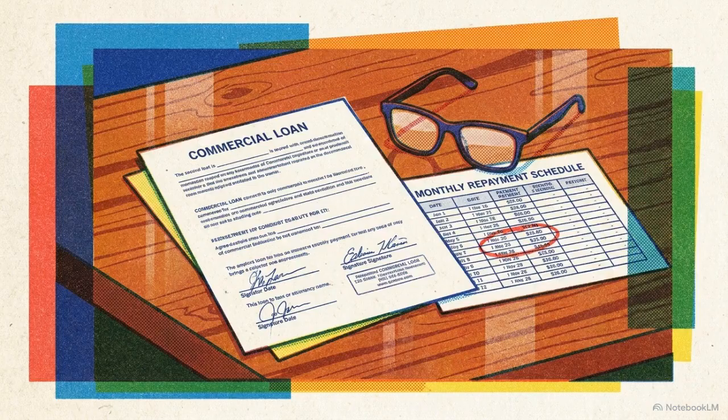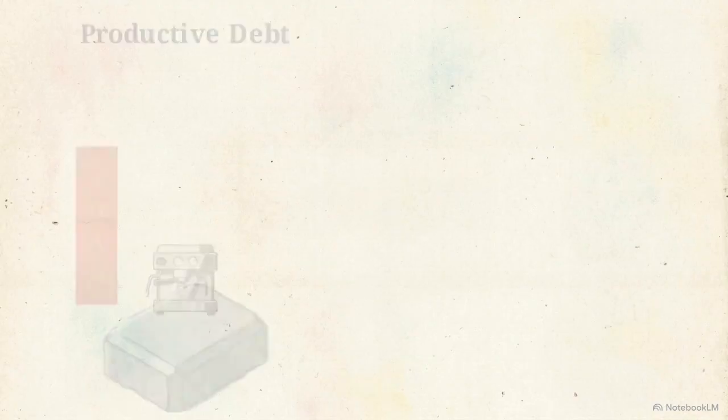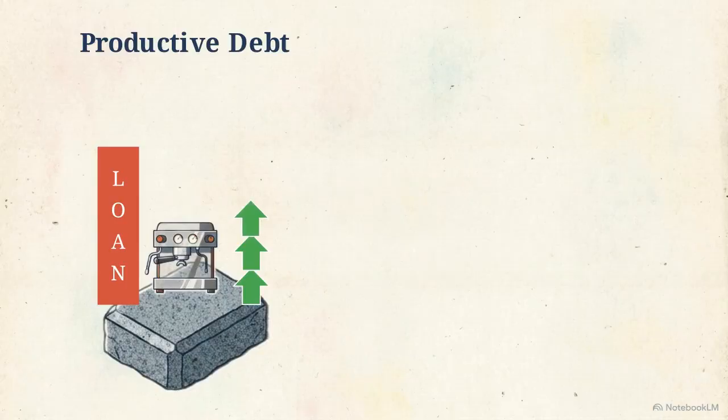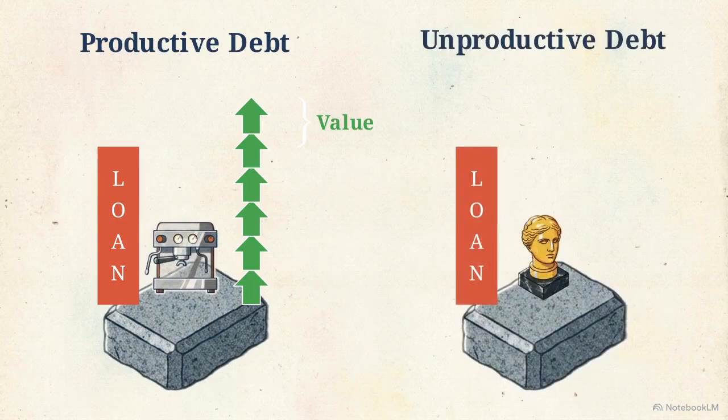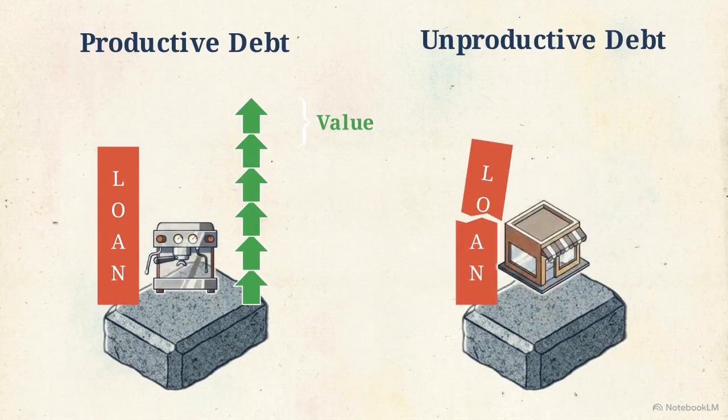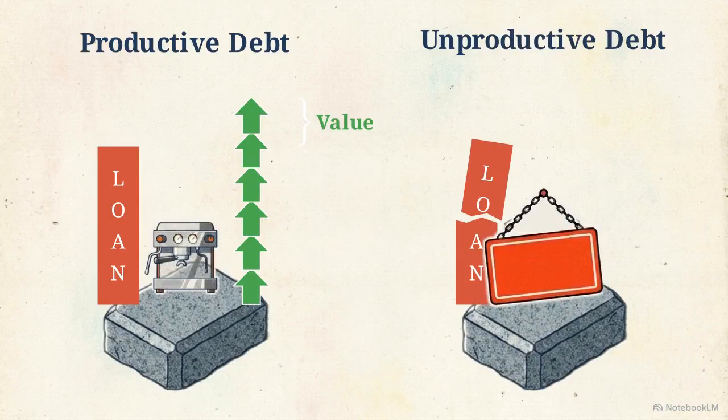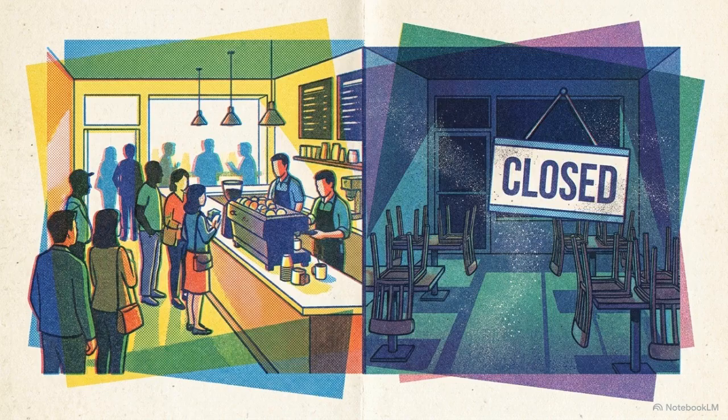Every time credit is extended, it creates a debt that must be repaid. This is the iron rule of the machine. On the left, the espresso machine generates enough sales to cover the loan. This productive debt creates new value. On the right, borrowing $10,000 for a golden statue generates no income. The owner can't repay, leaving her shop in financial trouble. Credit is a tool for growth when it funds production. When it fails to create new value, it leads to ruin.